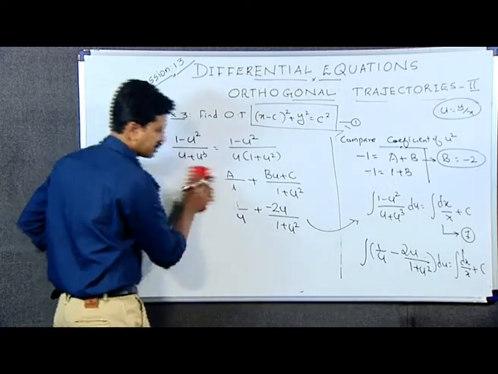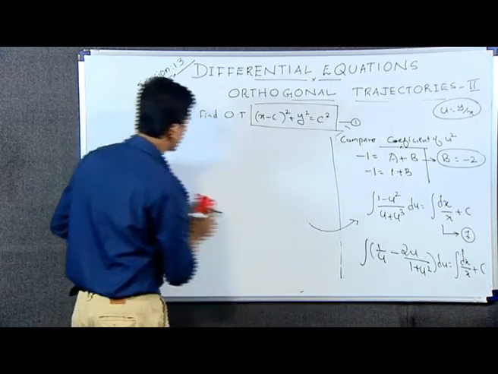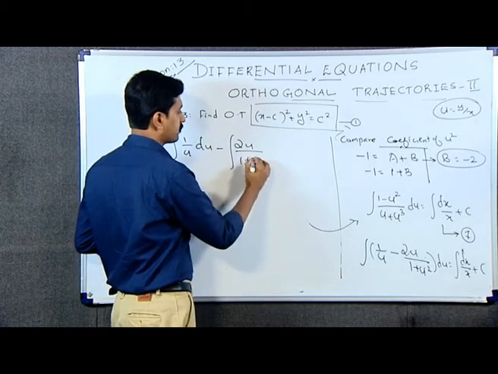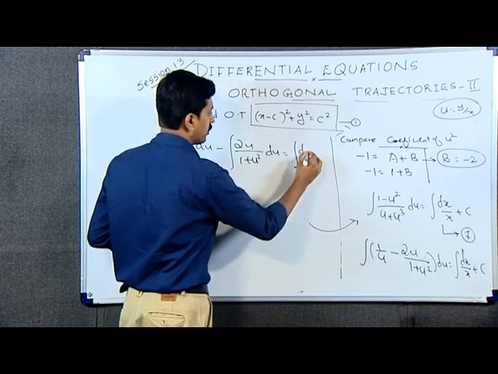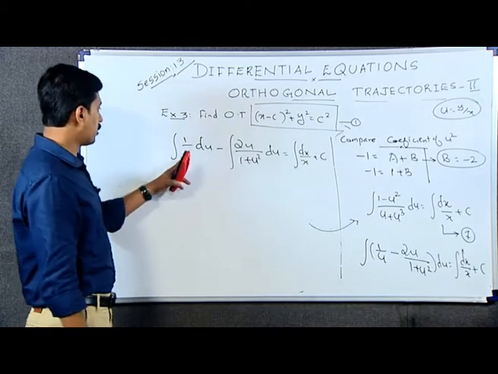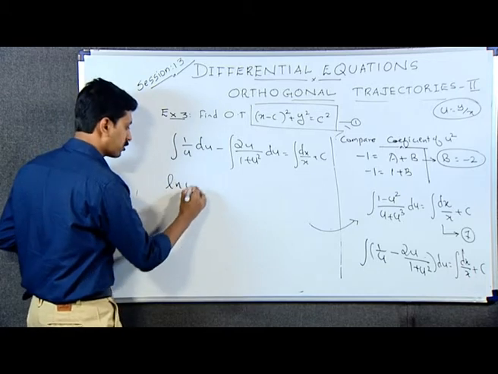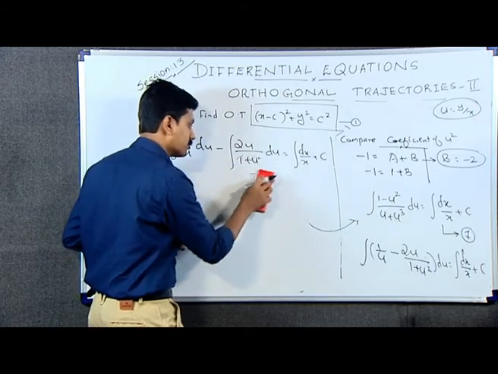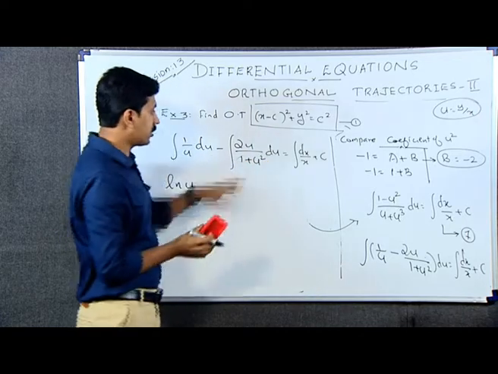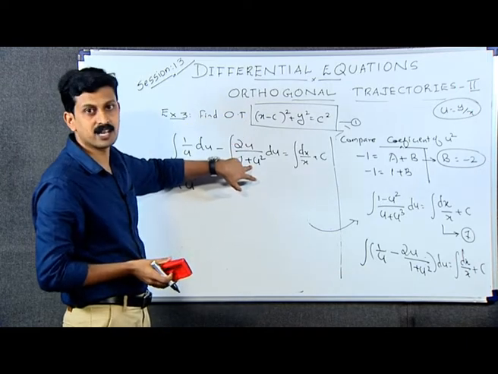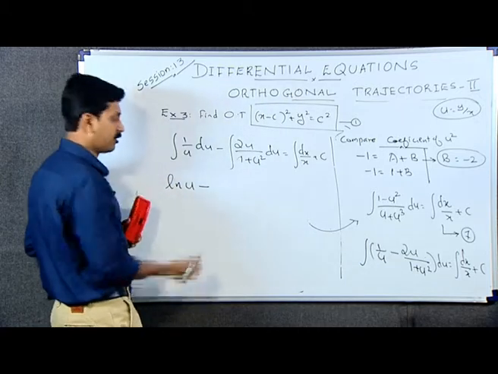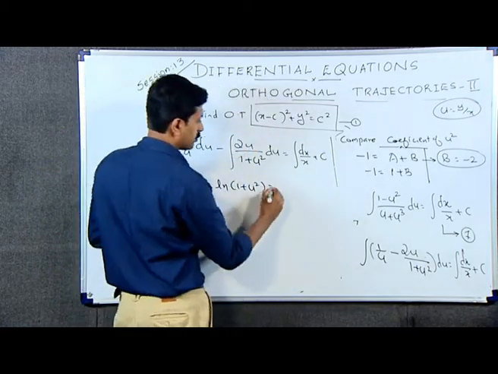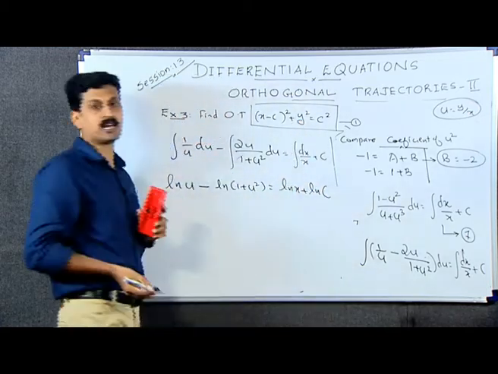So, we can write this as the integral of 1 by u du minus the integral of 2 u divided by 1 plus u square du is equal to the integral of dx by x plus c. Now, we are able to solve this. The integral of 1 by u is log u, and here we have 1 plus u square. The derivative of 1 plus u square is 2 u, that is in the numerator. Therefore, the derivative of the denominator is in the numerator, so the logarithm of the denominator is the value of the integral. Therefore, we can write this as the logarithm of 1 plus u square, and this is equal to log x. For convenience, I am writing the constant as log c.